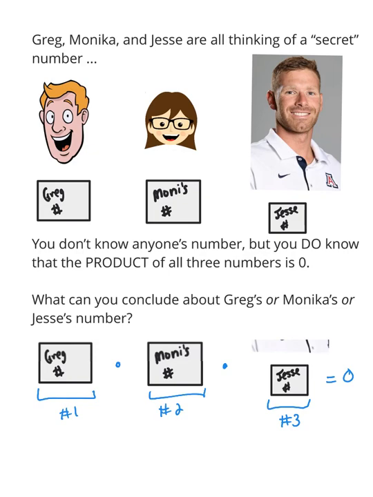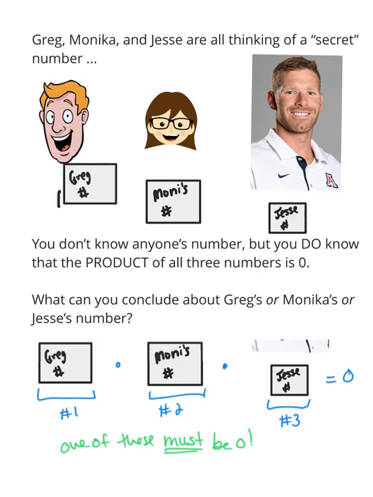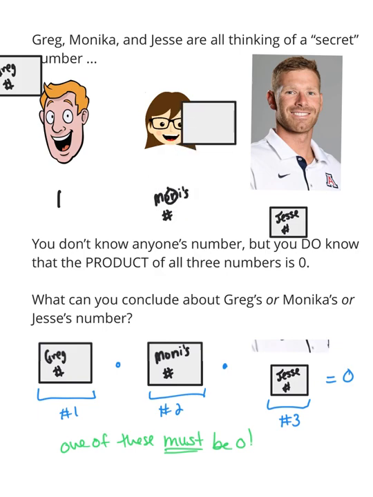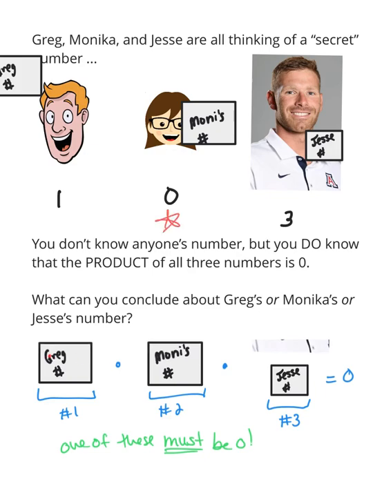Well, if we multiply 3 things to be 0, one of these must be 0. Because if I'm going to multiply 3 things in a row, one of them has to be 0 in order for me to get a 0. So we'd go look. Greg didn't have it. Greg had a 1. Now we can go look at Monica, and now we can see these other guesses. Monica had the 0. So our conclusion was true. If we took 3 numbers and multiplied them together to get 0, one of the original numbers had to have been 0. And in this case, it was this one.